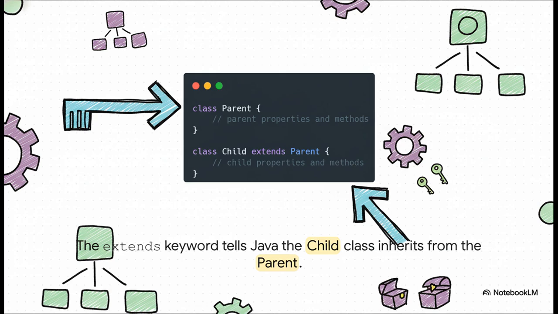And how do you actually do this in your code? It's surprisingly simple. It all comes down to one little keyword, extends. When you write class child extends parent, you're making a formal declaration to Java. You're saying, hey, this child class, it's part of the parent's family. It gets all the family heirlooms, all the public and protected stuff. That's it. The connection is made.